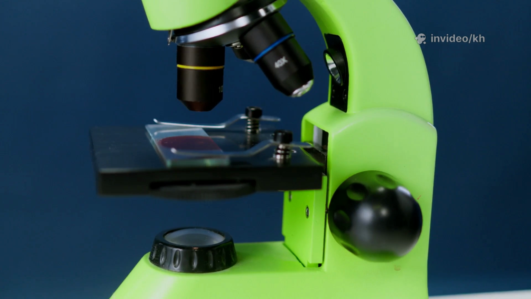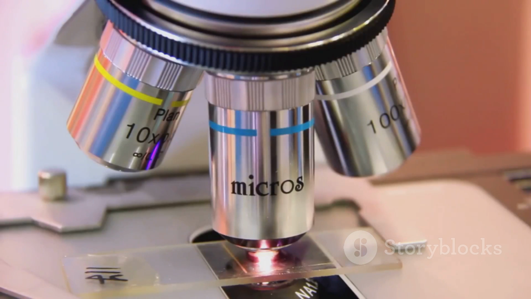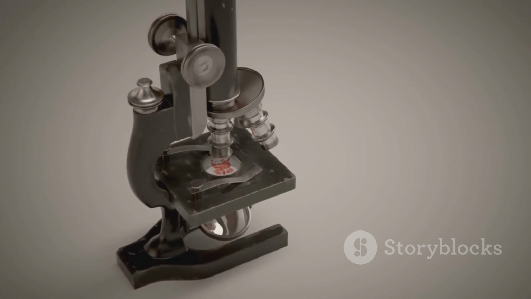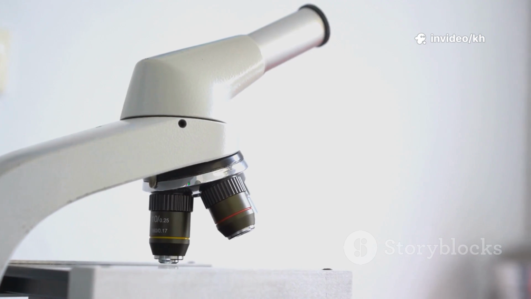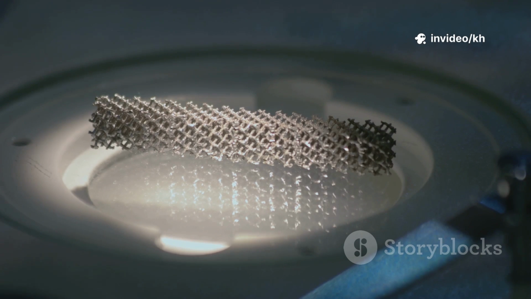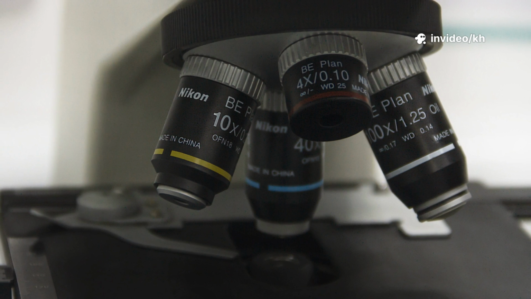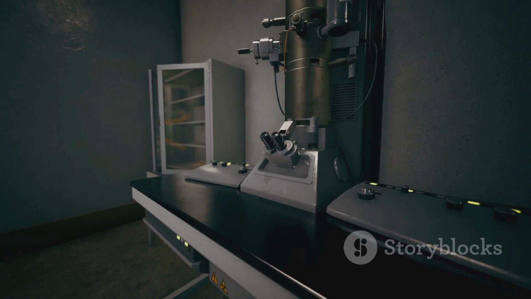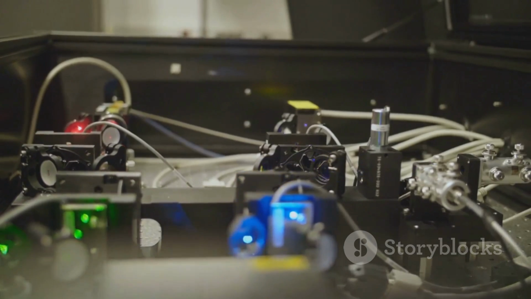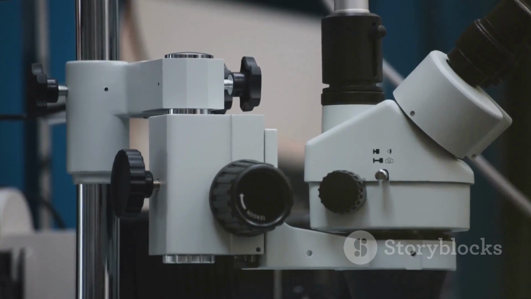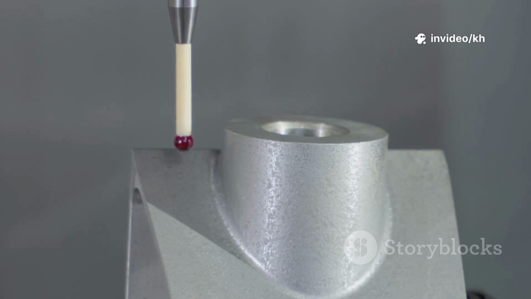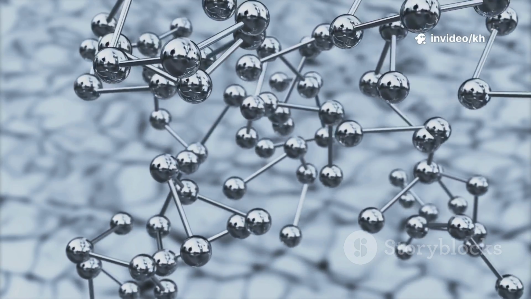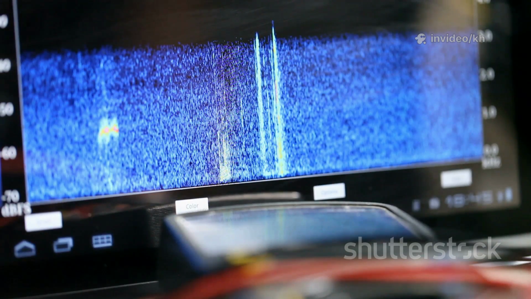Let's start with microscopy. This is all about looking closer, much closer. Optical microscopy is the classic version using light to magnify samples, great for seeing things like grain structures in metals. But when we want even more detail, we turn to electron microscopes like SEM and TEM, which can reveal features down to the nanometer scale. There's also atomic force microscopy, which uses a tiny probe to feel the surface of a material, mapping out even single atoms.